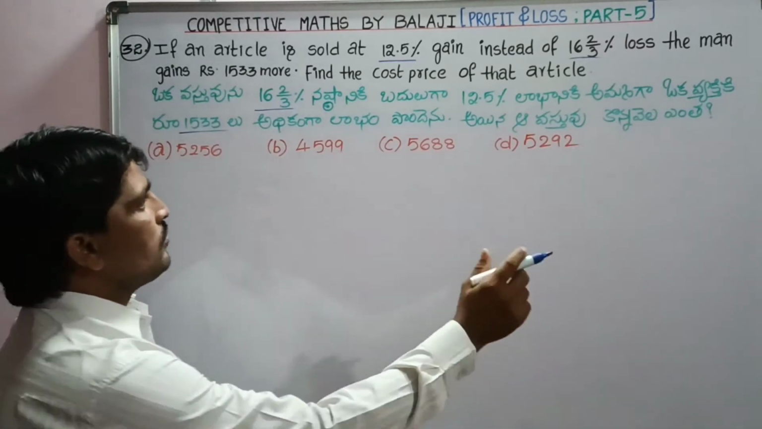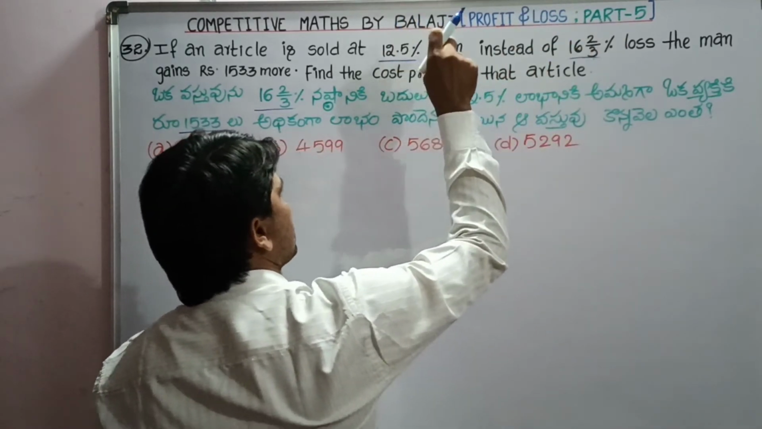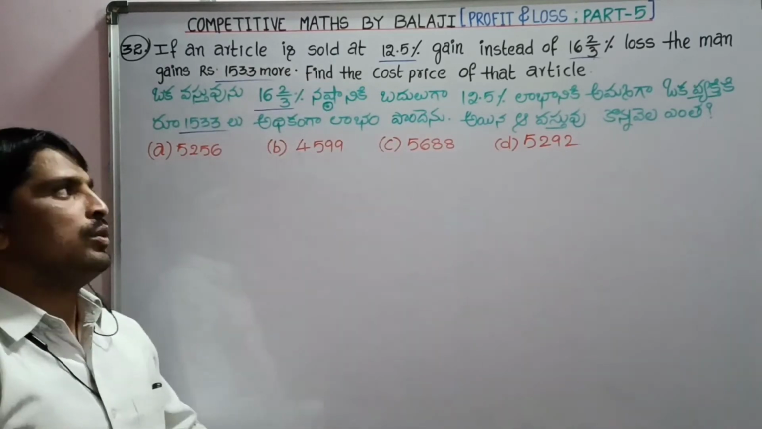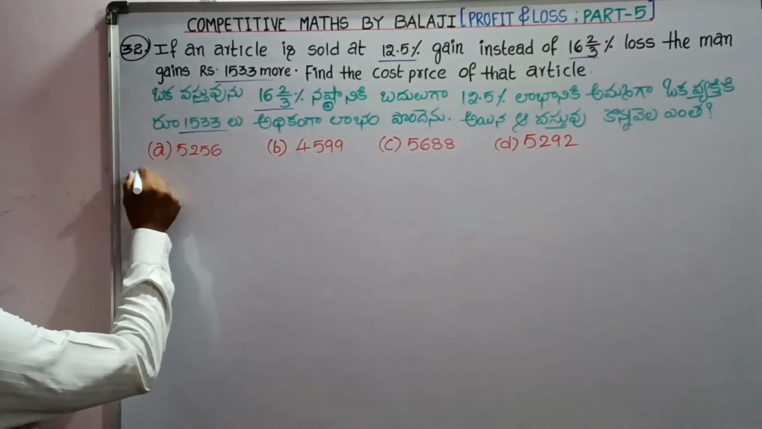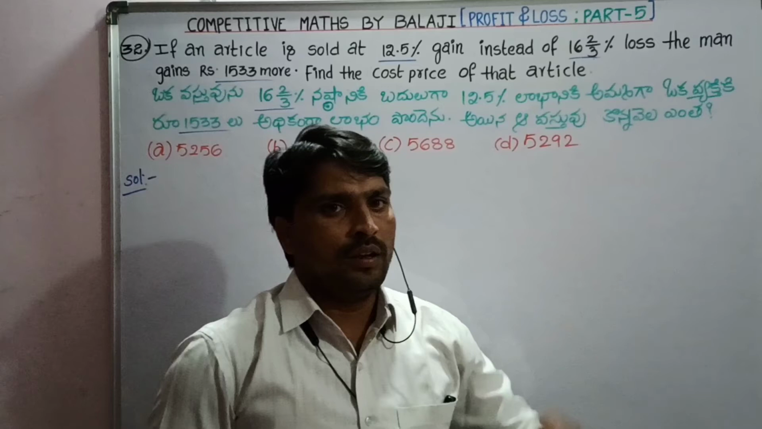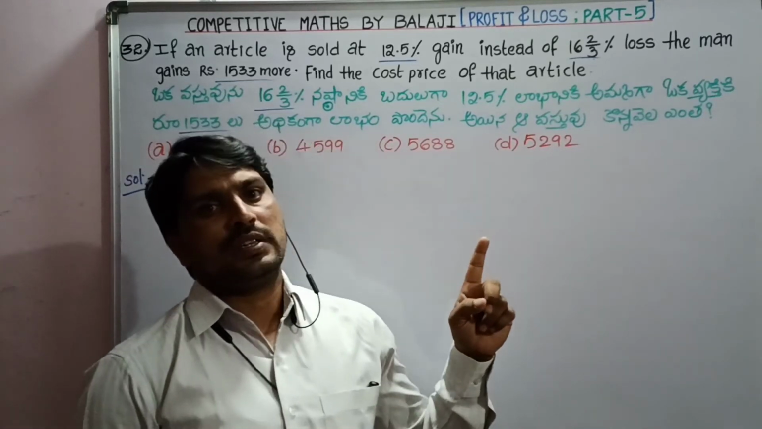See here, instead of loss, if he sold at 12.5% gain, he would gain 1533 more. Then we have to find the cost price of that article. See the solution? Since the percentages here are very typical, we will use the standard fractions of these percentages.